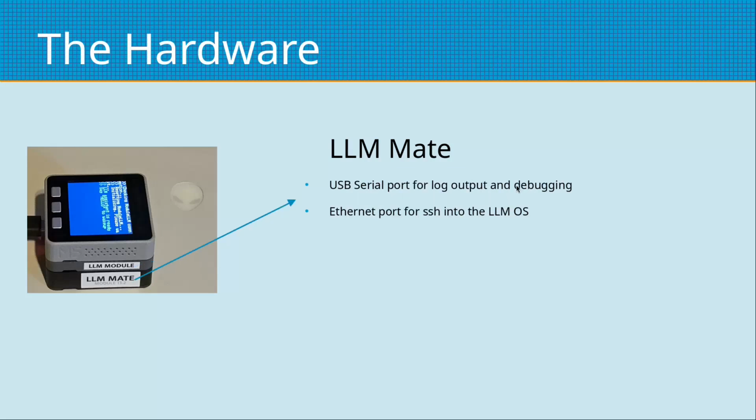The third module is LLM Mate. It provides a USB serial port for log output and debugging. Also, it has an Ethernet port for SSH into the LLM OS. Both the LLM module and the LLM Mate are part of the LLM Module Kit.